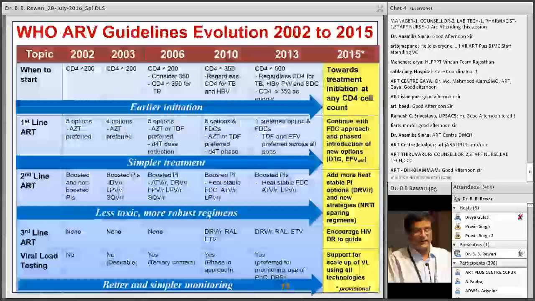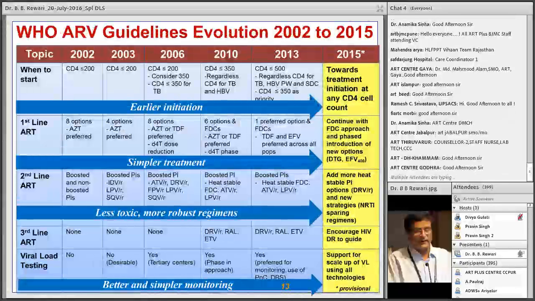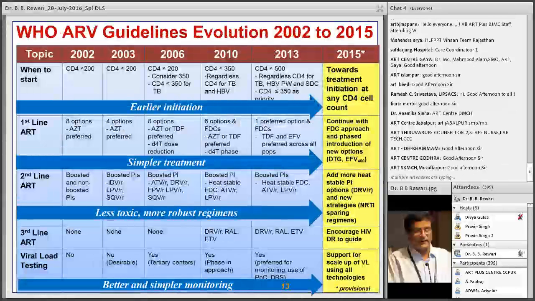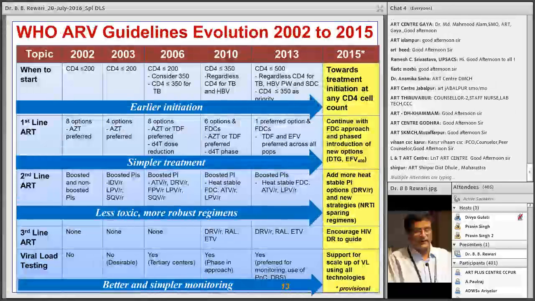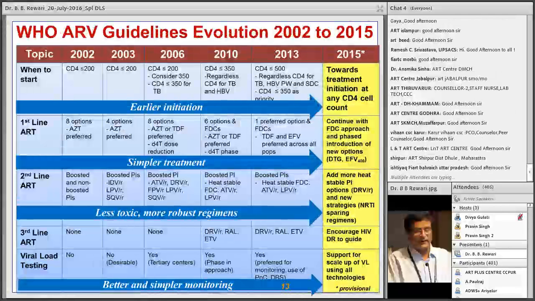So if we summarize, over the years as the guidelines have evolved, we have been moving to earlier initiation of ART based on the evidence available from randomized controlled trials, which offer us strong evidence for moving to higher CD4 cutoffs. We have moved to simpler treatment.